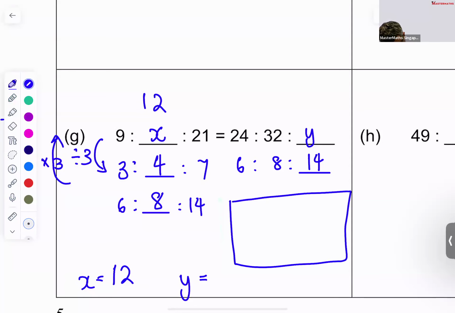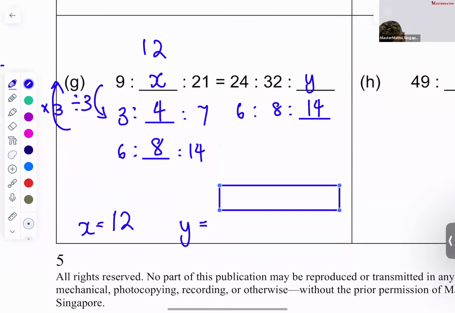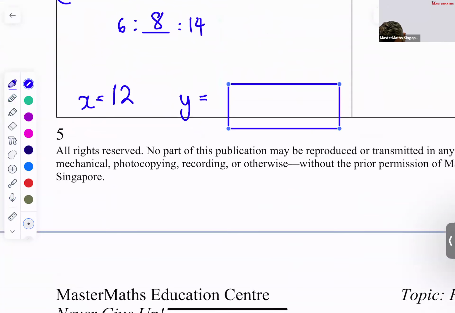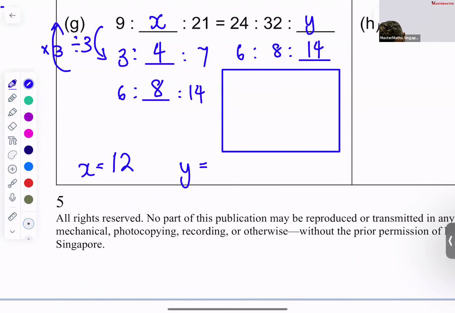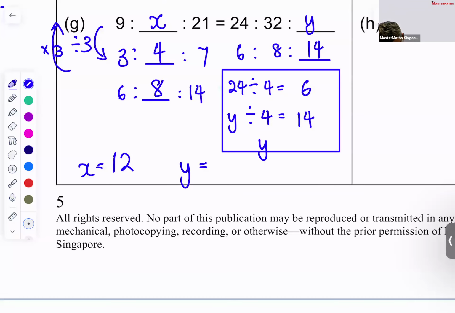So this is for your understanding, yeah? Why does it keep going down? So 24 divided by 4 equals 6. Y divided by 4 equals 14. So my question is, what is my y?